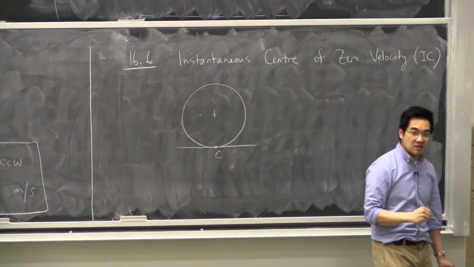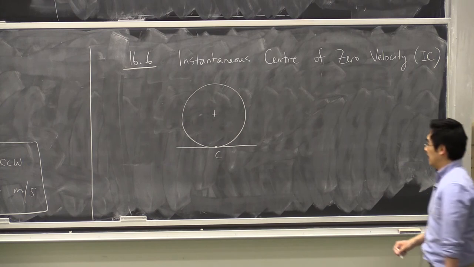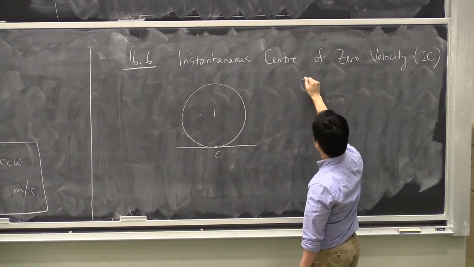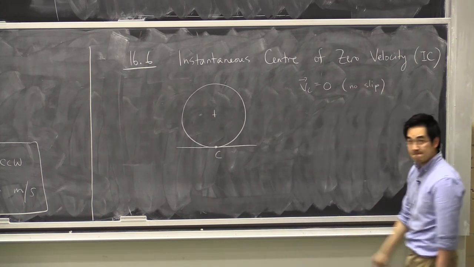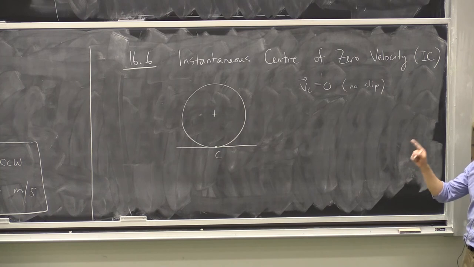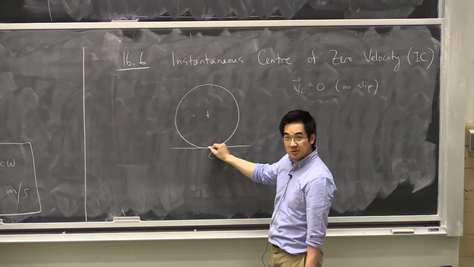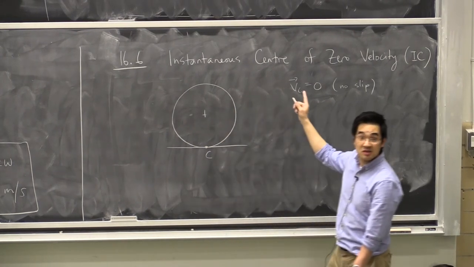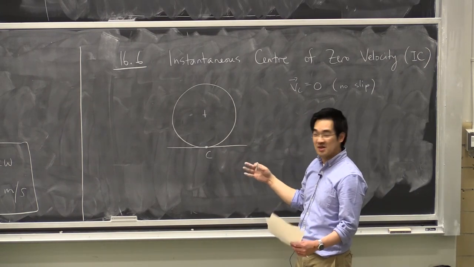Everyone remember my point C that I just talked about? Point C was the point, no slip with the surface, static friction, and I told you very specifically that VC was zero for no slip. Okay? And I told you that at that particular moment in time, the entire rigid body is pivoting around C. This point C actually has a very specific name and a concept. It is the instantaneous center of zero velocity. That's all it is. But every single rigid body has an instantaneous center.